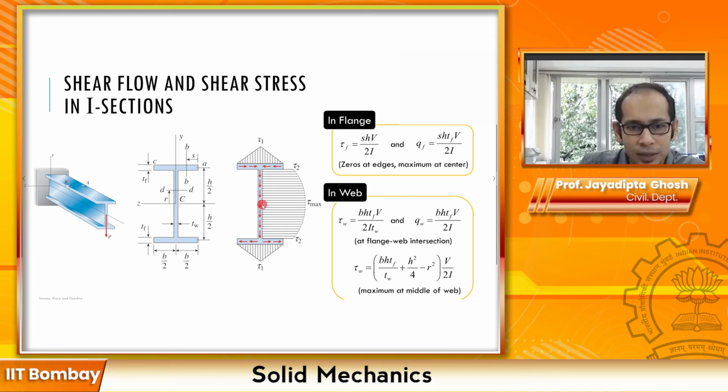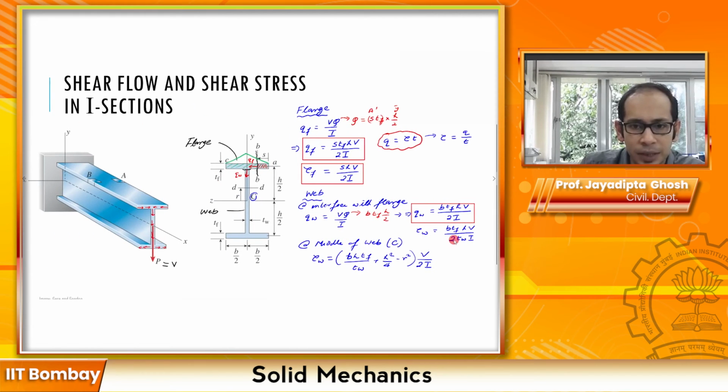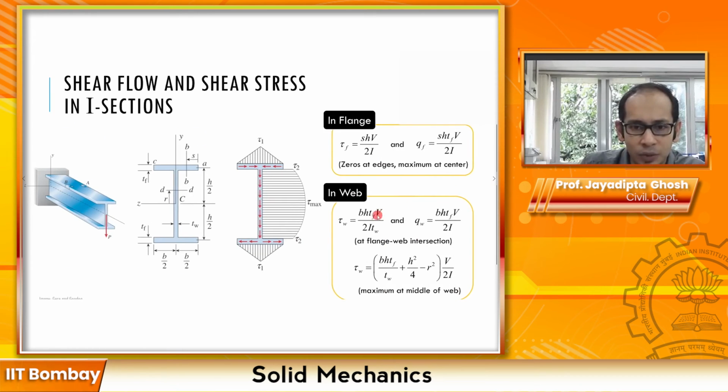And if you take a look at the web over here, right, at the web, this is what we derived. This is the same formula which we derived, if you just remember, BHTAV divided by 2ITW. If you just go back, this is essentially BTHV divided by 2TW times I, which is exactly what you have over here. And this is the Q of the web at this interface, at this particular place. And at the center, this is tau W. We can derive a QW at the center as well. It is just not done over here. So this becomes the maximum at the middle of the web.